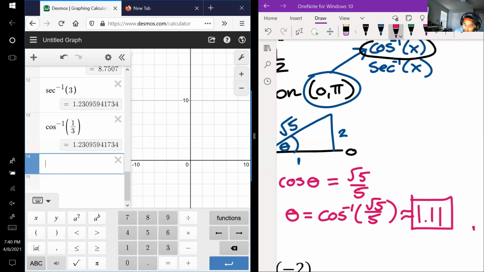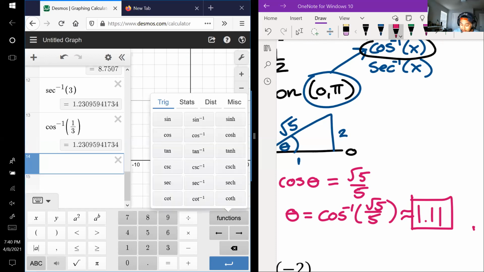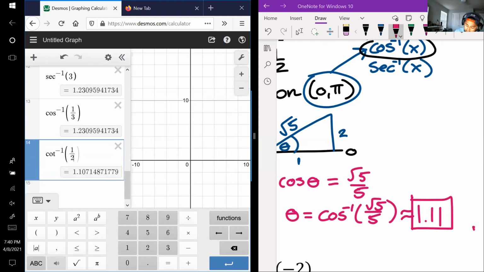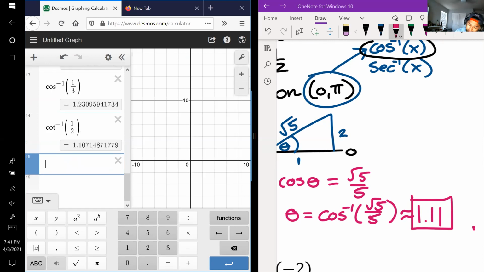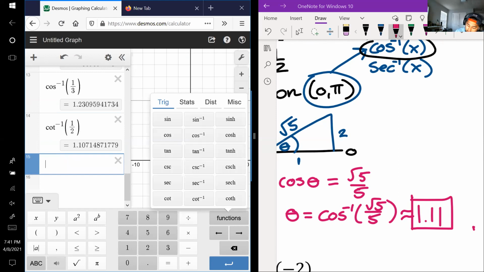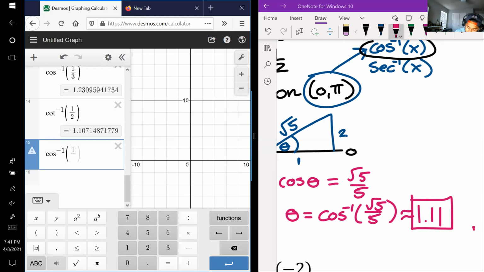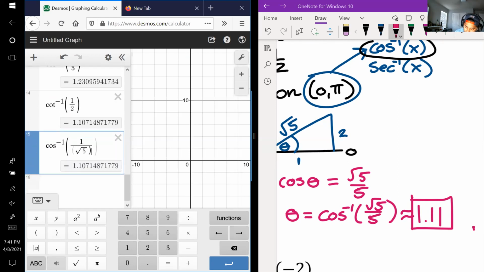And I can show you that on Desmos because this has an inverse cotangent button. So if I say inverse cotangent of 1/2, do we get 1.11? Yes. And if I say the inverse cosine of 1 over the square root of 5, we get the same numerical value. But guess what? You can't create a formula for that.